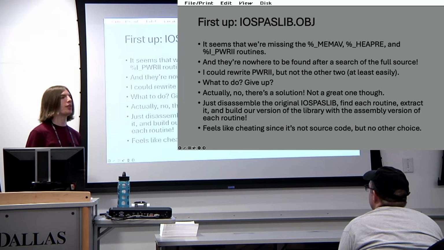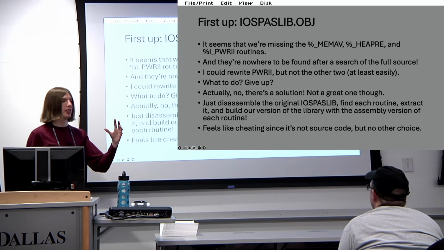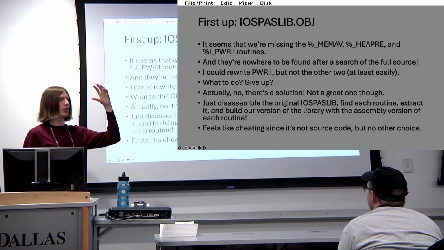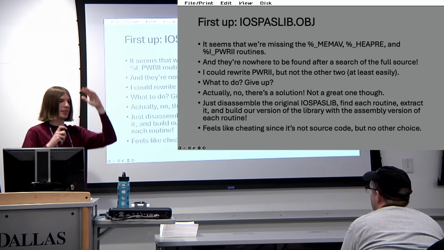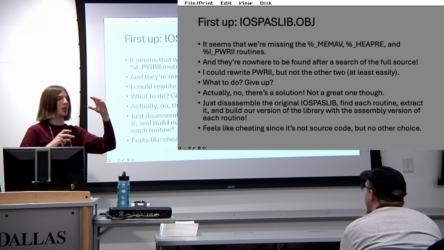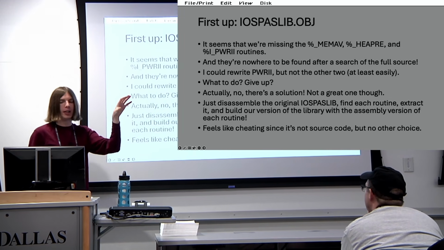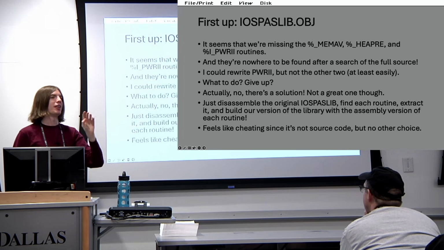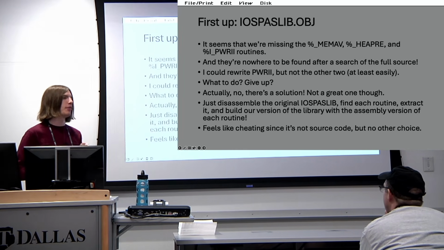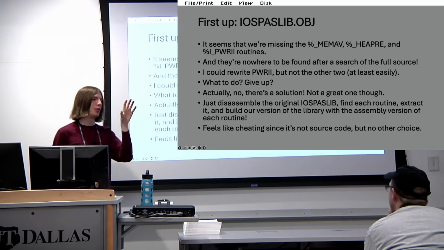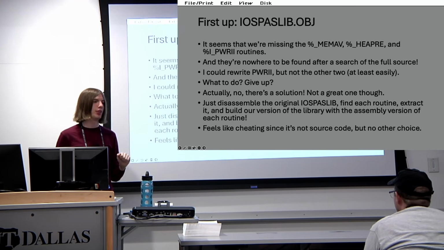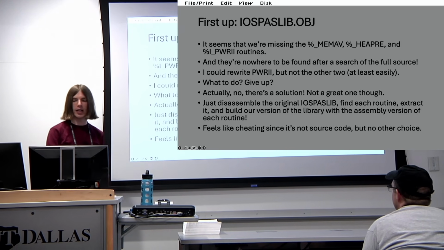I disassembled the original IOS paslib and then tried to find the locations of those procedures in that disassembly. And then I just copied the code from the disassembly, made a new source file, and threw that code in there, and then relinked a new copy of IOS paslib with that code replacing the original code for those procedures, and bam, try that out.